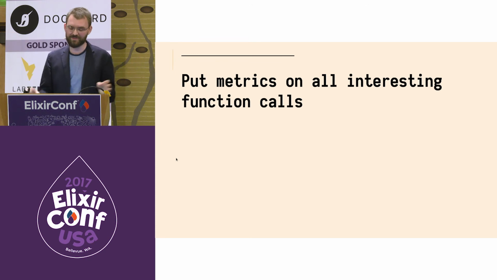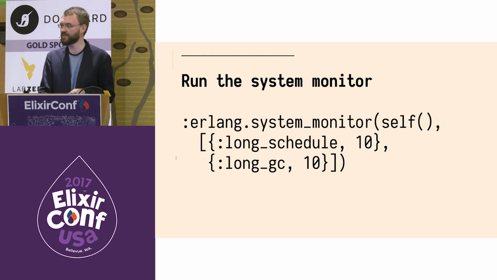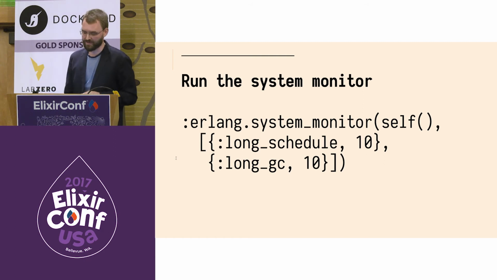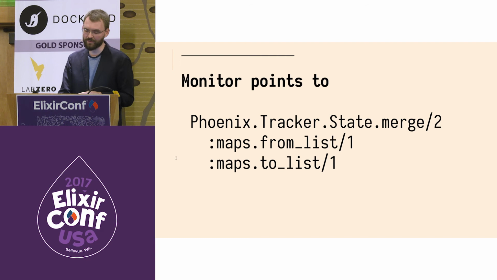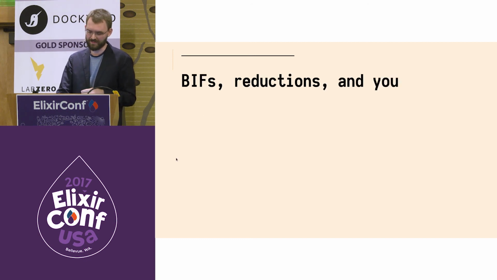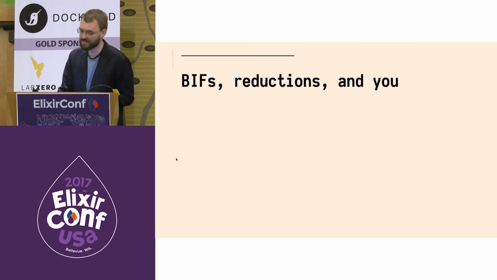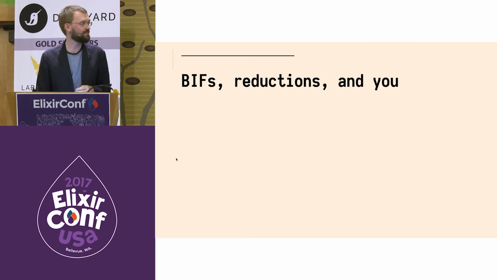But we did put metrics on everything, on all interesting function calls. We ran the Erlang System Monitor, which is an interesting tool that tells you if something spends a lot of time in the scheduler, therefore blocking other processes from having a go at it. And so the monitor pointed to Phoenix.Tracker.State.merge, and that inside calls maps from list and maps to list. And now, maps from list and maps to list are no longer implemented in Erlang or Elixir because they are implemented in C. So they are built-in functions.